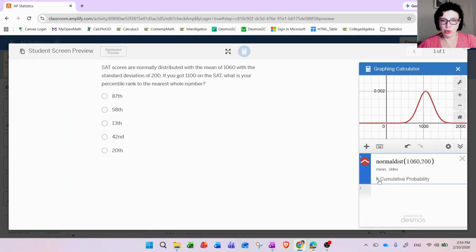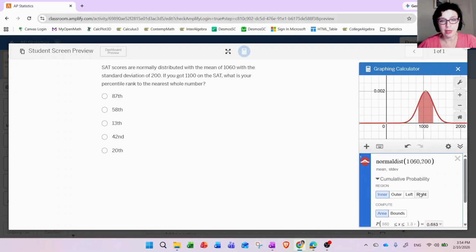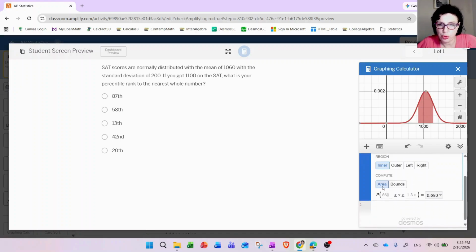The next thing you need to do is expand the cumulative probability option. And here you have to be very careful in what you select under region and under compute. Because they give you a value and ask you for a percent, you are looking for area, so you do not need to change this. However, if they give you a percent and ask you for a value, like what would be your score, then you would change it to bounds.